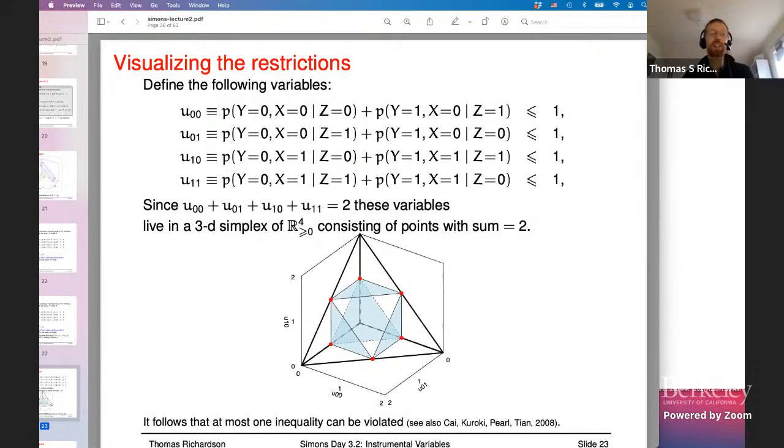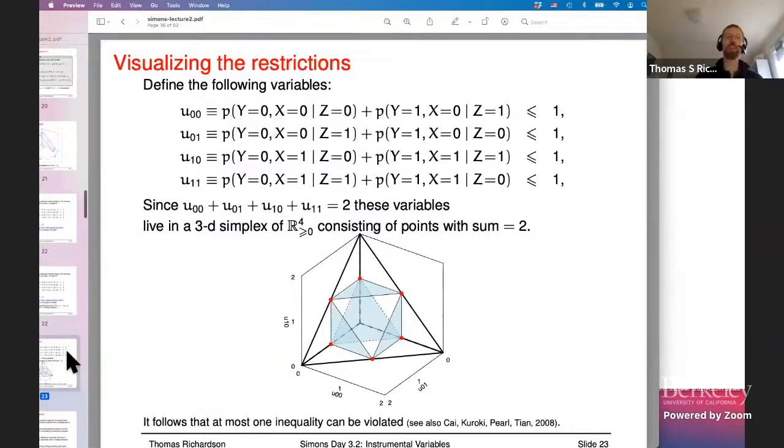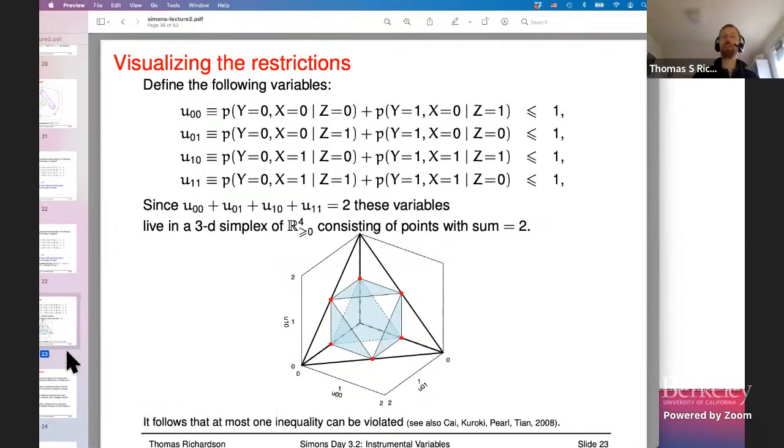Ismail is asking, is it not the case that we could get the Pearl inequalities under weaker assumptions? That is indeed the case. I'm not claiming the conditions I'm giving here are the weakest possible conditions to derive Pearl's inequalities.